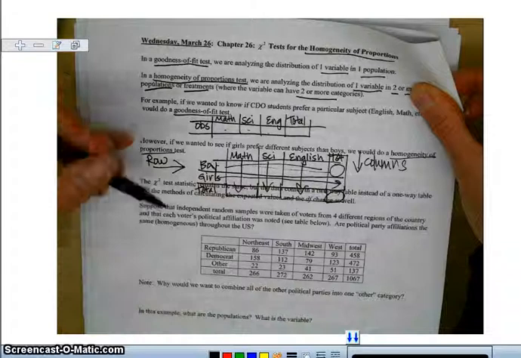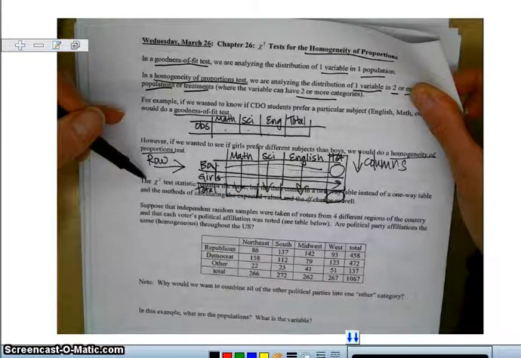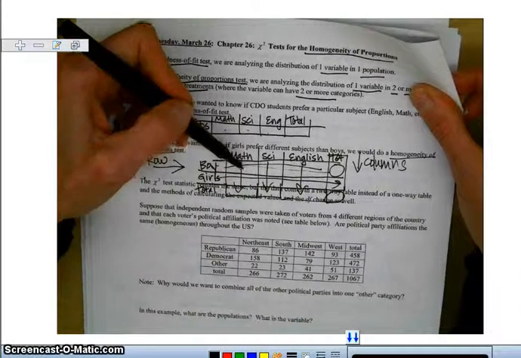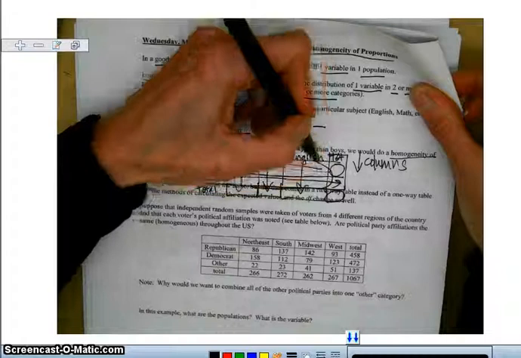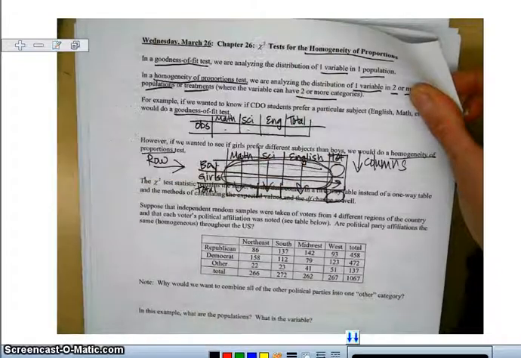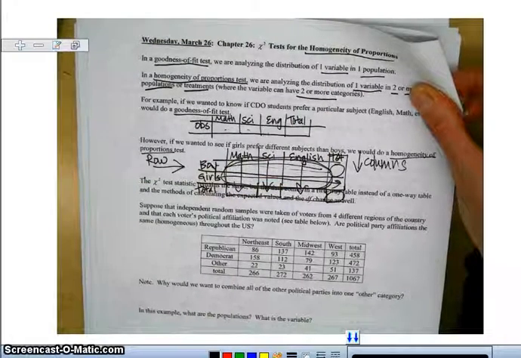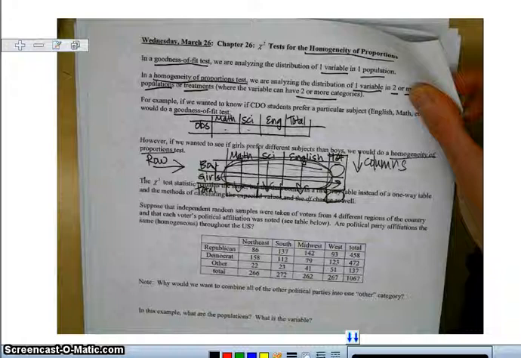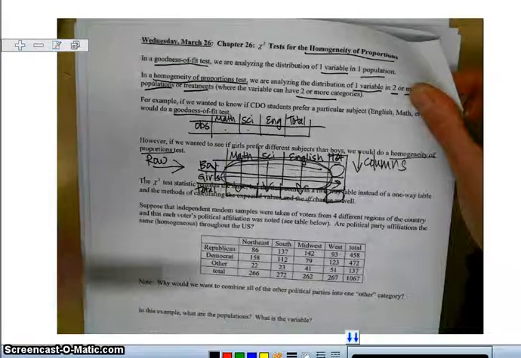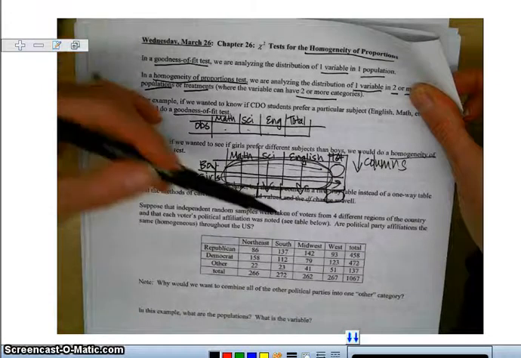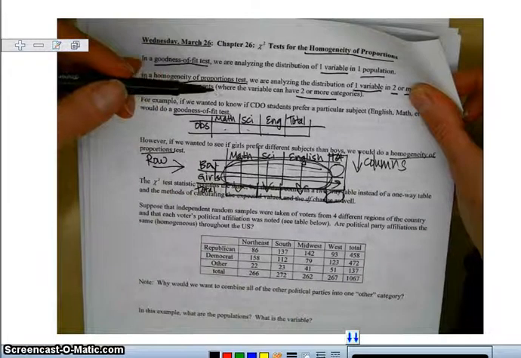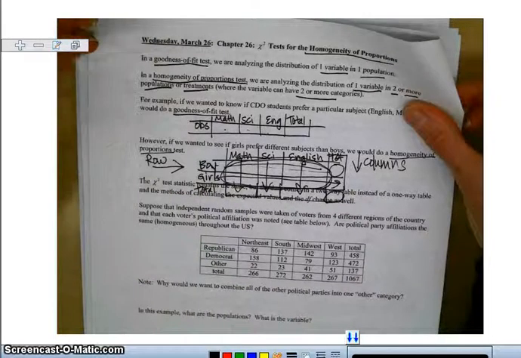So the test statistic is the same. We're still going to have observed values. All of our observed values will be found in here, and we'll be able to calculate expected values. Now, we'll learn to calculate the expected values a little differently, and calculating the degrees of freedom is different. But otherwise it's the same test.